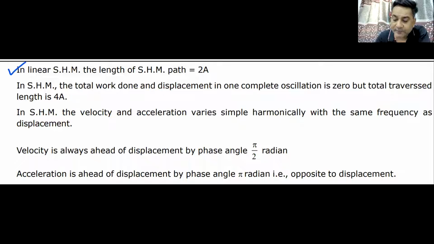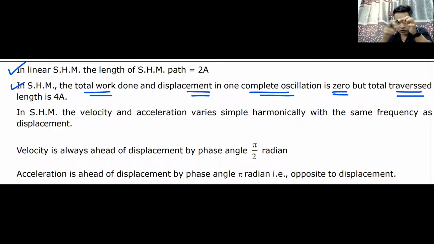The total length of the path from one extreme to the other extreme is 2A. Total work done and displacement in one complete oscillation is 0, but the total distance traveled is 4A. It will go from O to A, from A to O, from O to B, from B to O. Total distance traveled will be 4A. Do we understand this?